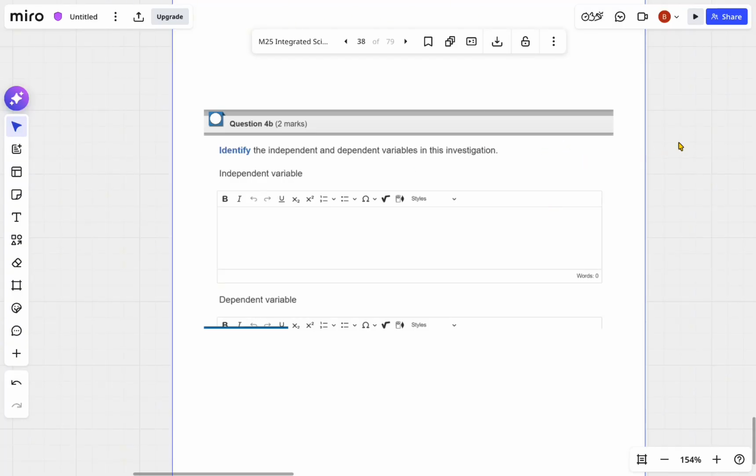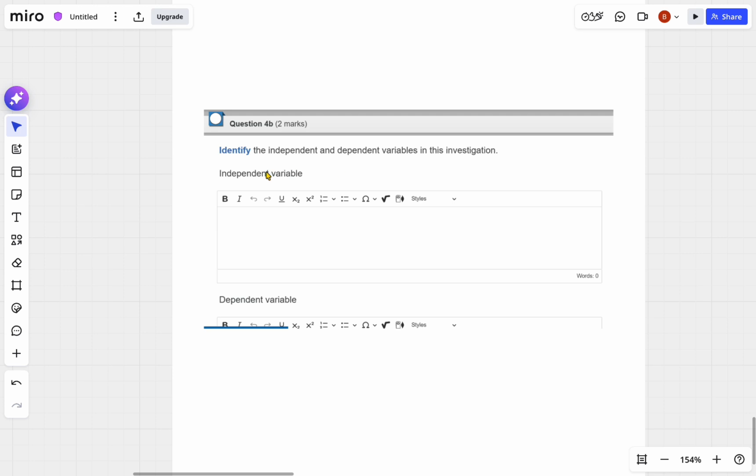Now let's look at question 4b. Identify the independent and dependent variables in this investigation. So in this investigation, we're basically trying to understand how changing the water temperature will affect the number of brine shrimps that hatch. So the independent variable is always going to be the variable that we're going to change. By changing the water temperature over here, the independent variable is going to be the water temperature.